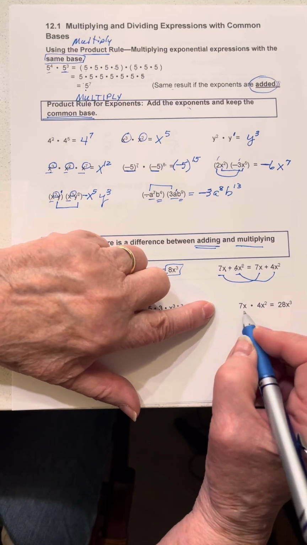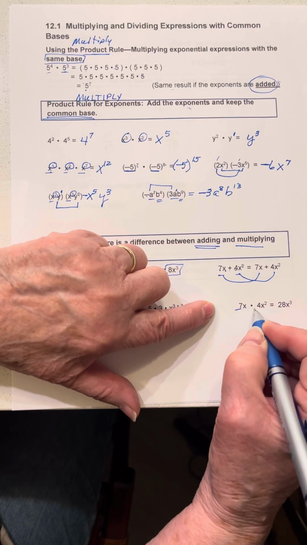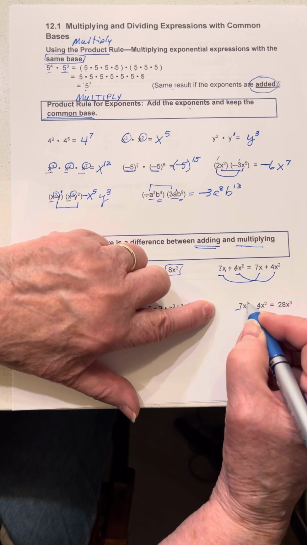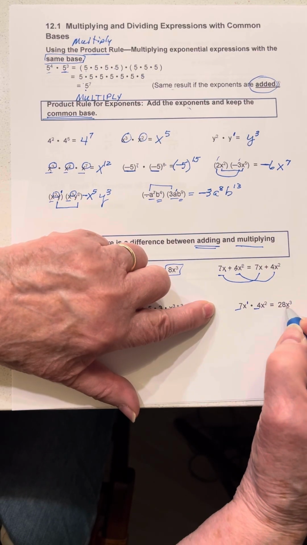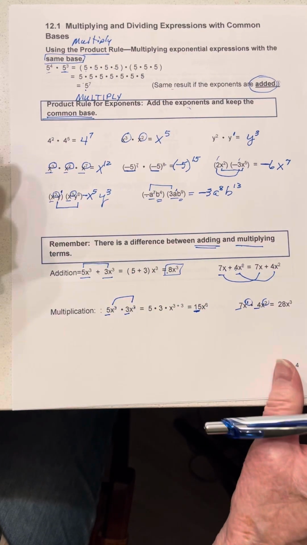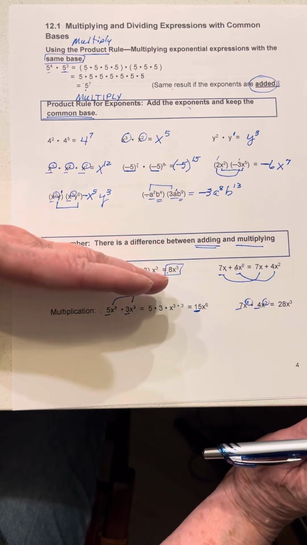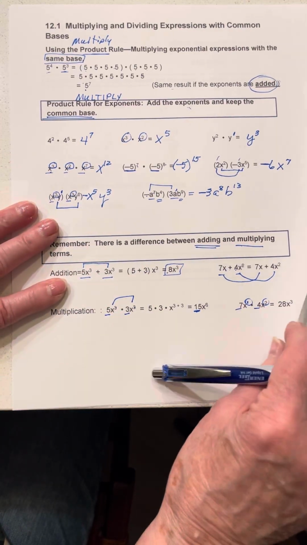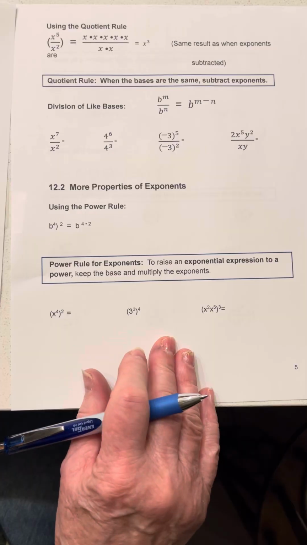This is also multiplication, so we'll multiply 7 times 4, which is 28. Then x to the 1st times x to the 2nd. We'll add these exponents. We have x to the 3rd. So it's really a different process between addition and multiplication. So be sure you have those straight in your minds.